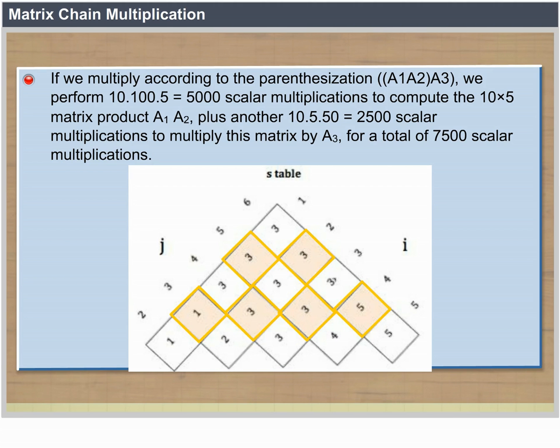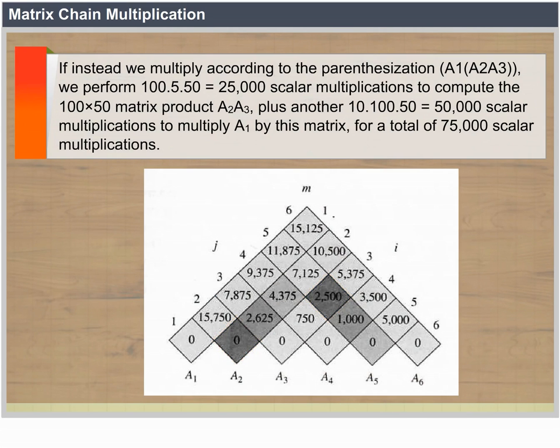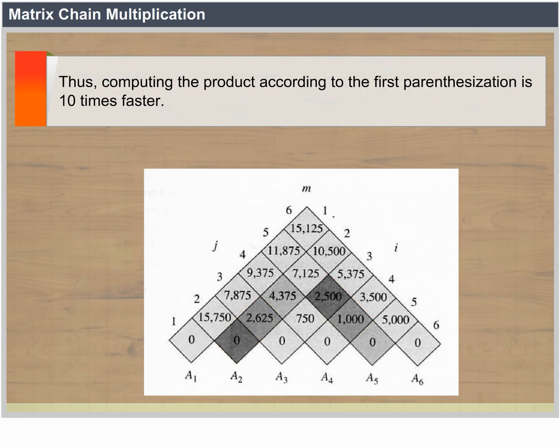If instead we multiply according to the parenthesization A1 × (A2, A3), we perform 100 × 5 × 50 = 25,000 scalar multiplications to compute the 100 by 50 matrix product A2, A3, plus another 10 × 100 × 50 = 50,000 scalar multiplications to multiply A1 by this matrix, for a total of 75,000 scalar multiplications. Thus, computing the product according to the first parenthesization is 10 times faster.